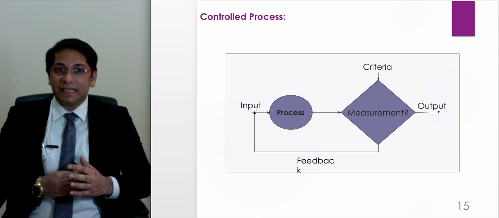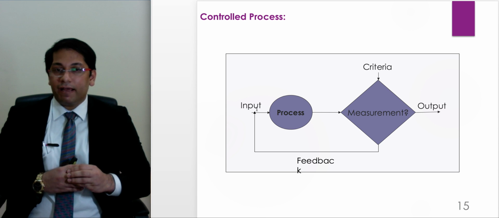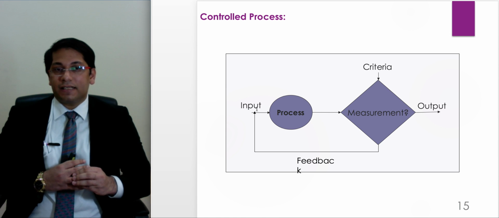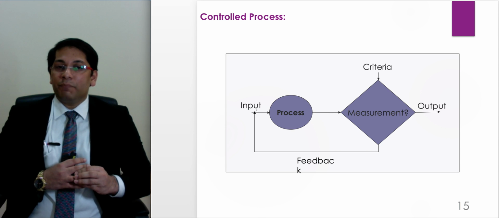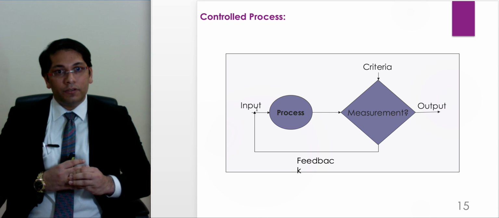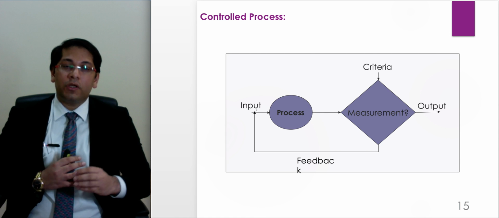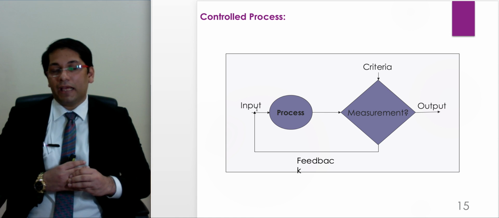You see this in the next slide. I have a criteria defined, I have a measurement plan in place, and whatever is the outcome of this exercise, I'm comparing the criteria against the measurement plan. I'm giving the feedback back to my input or the process, which means I'm using this information to improve my input or the process. That is the ultimate aim behind this.